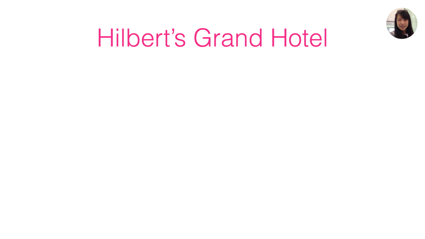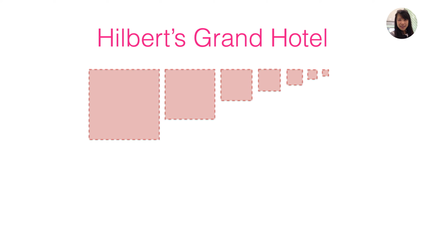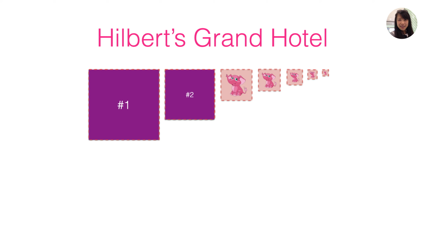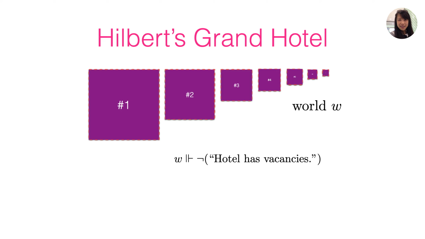Let's start with an example. The Hilbert's Grand Hotel, with infinitely many rooms where all pink elephants would like to go. However, you may not know that all the rooms are filled because the doors are all closed. We refer to this state of the world as W. And obviously, in W, the hotel has no vacancies.